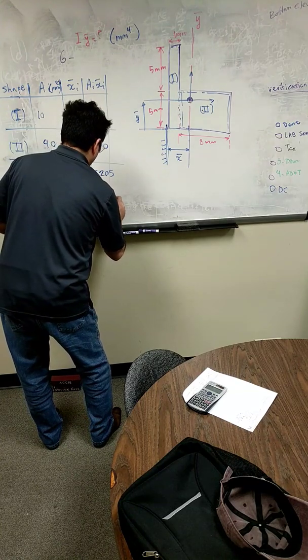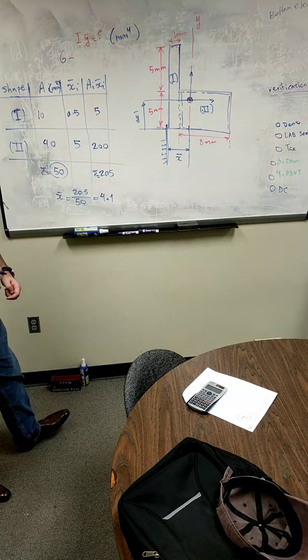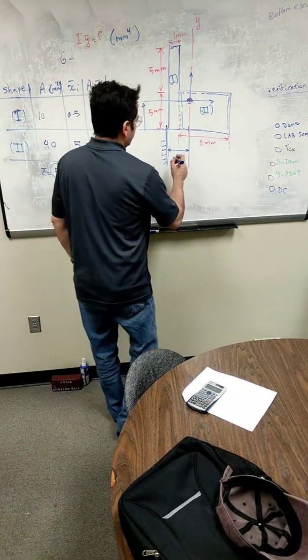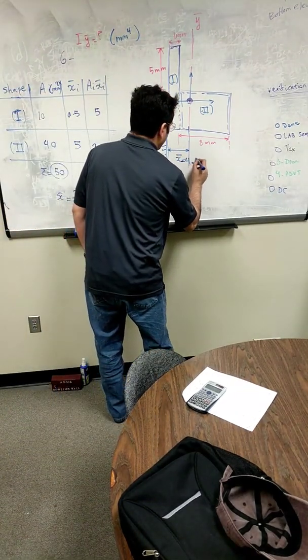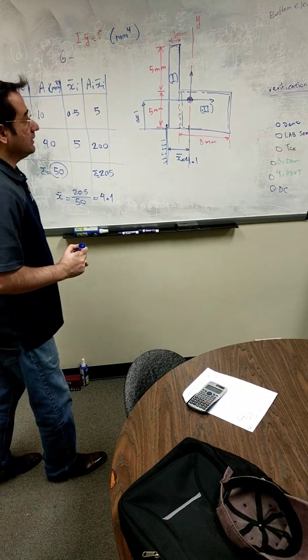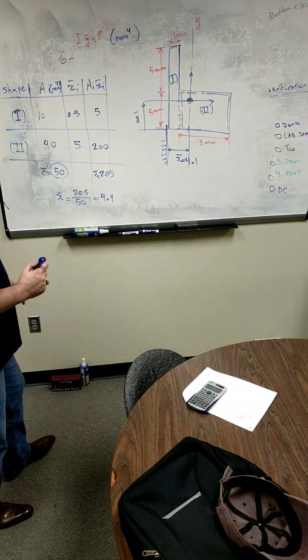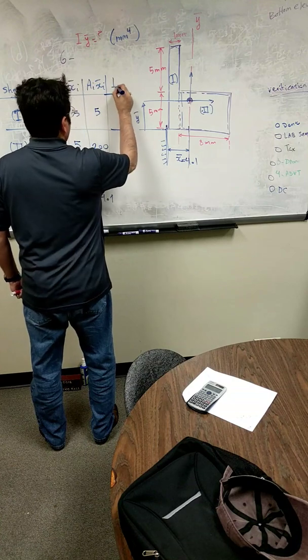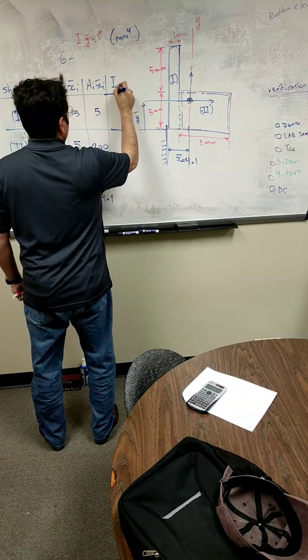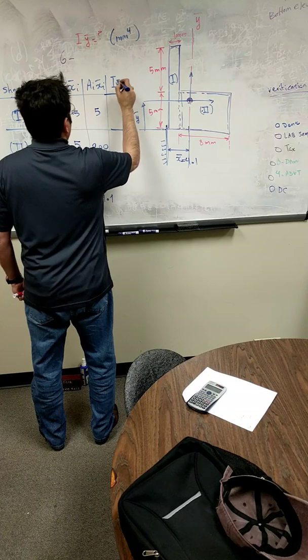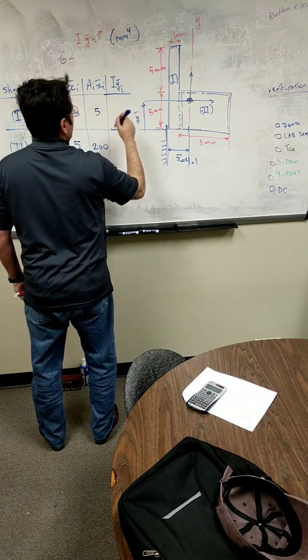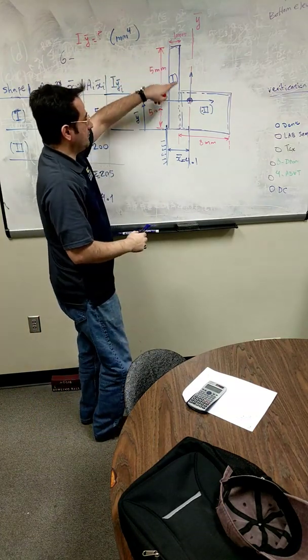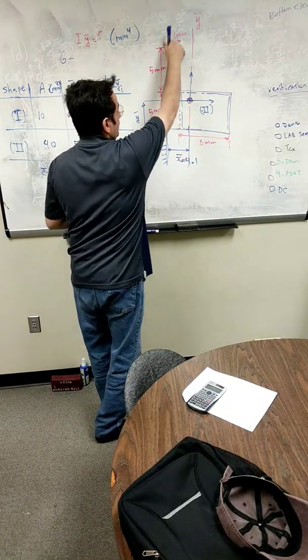4.1. That's what you get. So from here to here is just 4.1. Now I go ahead and add another column here, I_y bar, but for each specific shape with their own local centroid.